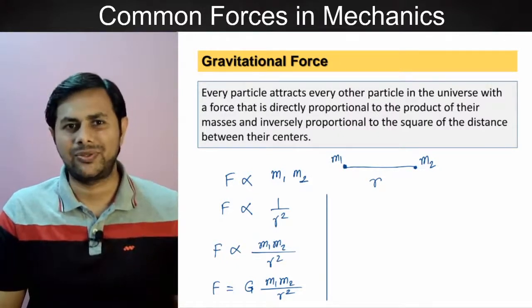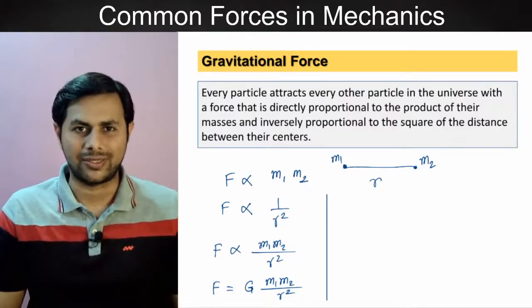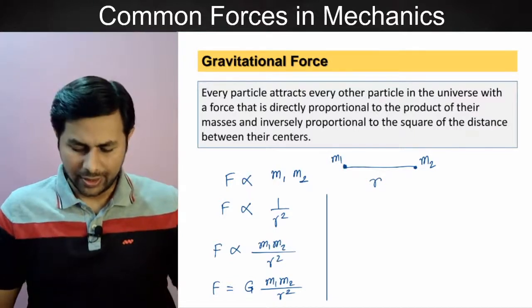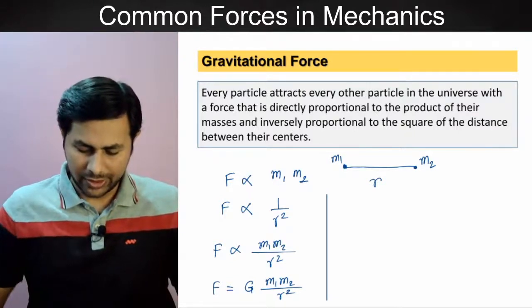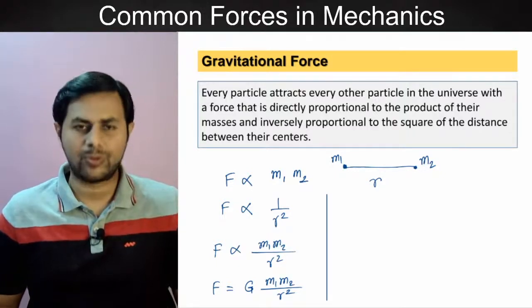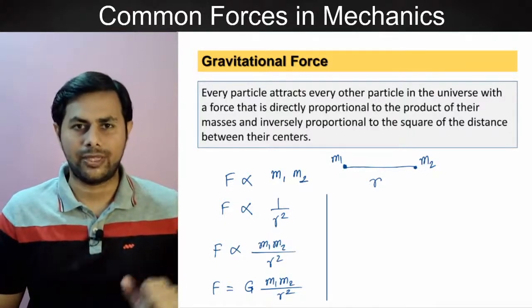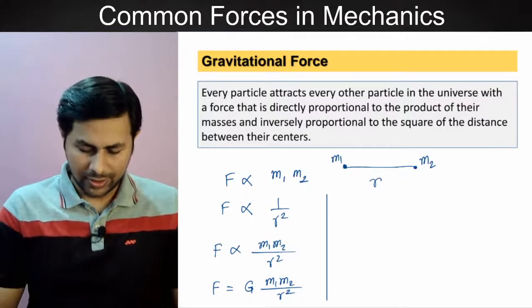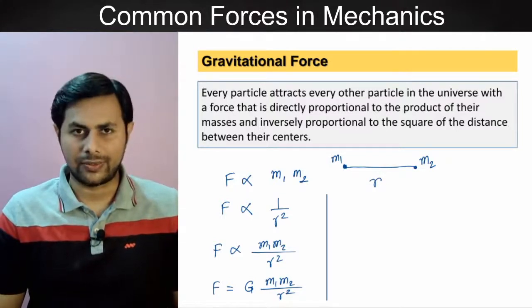Okay, that's why it is known as the universal gravitational constant. All right, so the force is directly proportional to the product of the two masses and inversely proportional to the square of the distance between them. So this is Newton's law of gravitation.